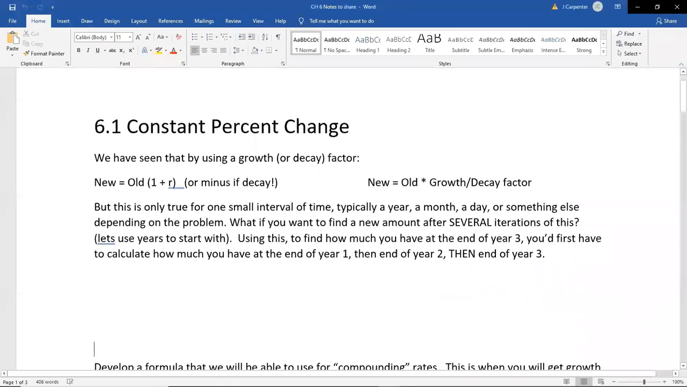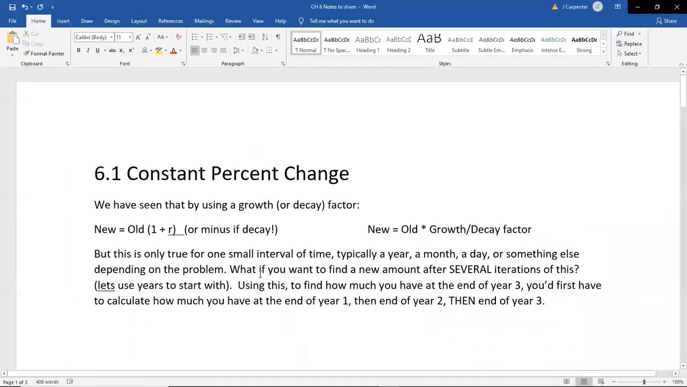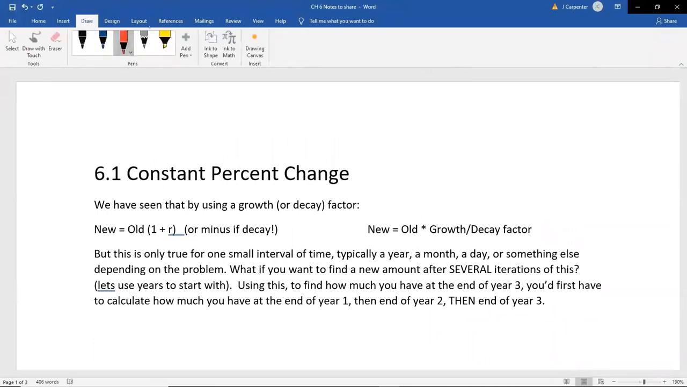And let's not show too much at once. Constant percent change. And there is another name for this, and its other name is exponential growth or decay.